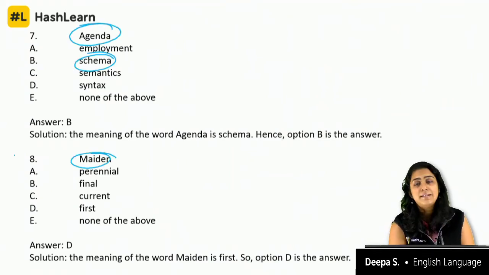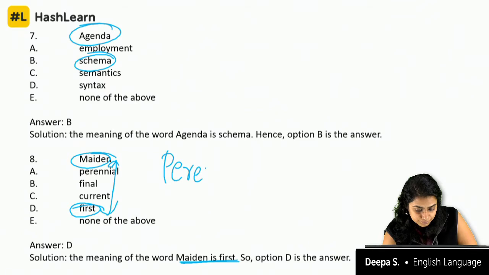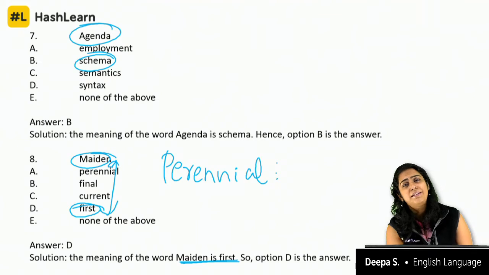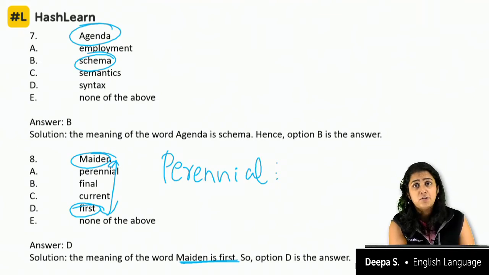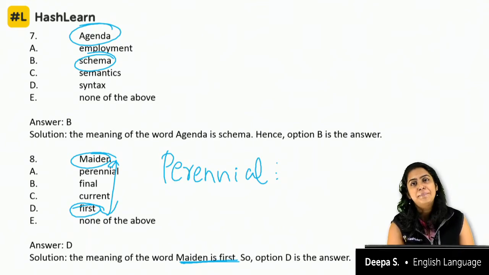Now maiden, as I said, the meaning of the word maiden is first. So that is exactly what you have. Maiden means first, pretty easy one that. Now also look at the other options. Perennial means permanent, and typically it's used like, the Ganges is a perennial river, meaning all year round you find water in it. But that might not be the case for a smaller river of some sort. So that is a non-perennial river, something that is temporary.